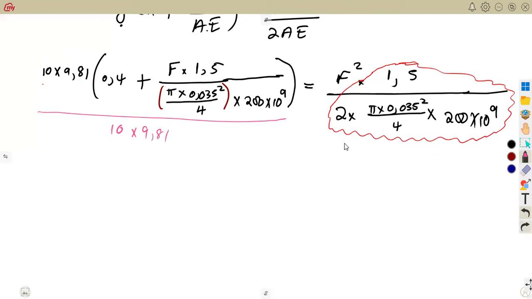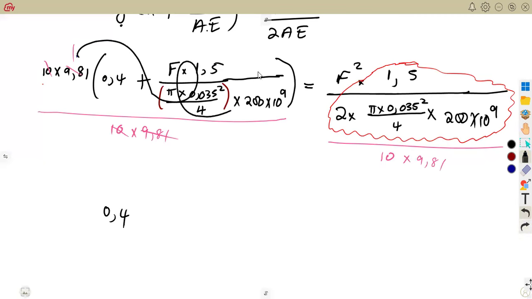Now you have an answer there, and that answer divided by 10 times 9,81. You are going to see that these will cancel like this. You have a 1, and that 1 on the left-hand side will expand this bracket. So it will be 1 times 0,4, which is 0,4. 1 times this part here, so it will be just that part as it is.